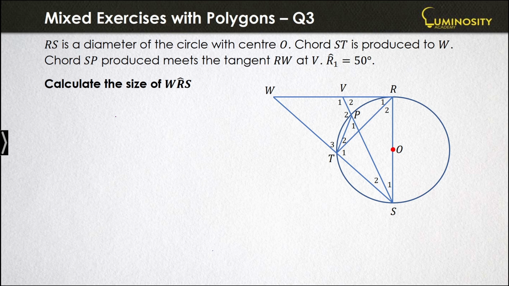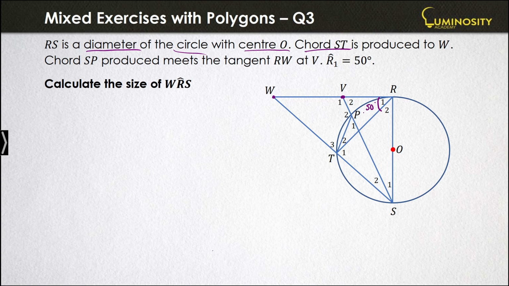We're given that RS is a diameter of the circle with center O, and chord ST in this diagram is produced to W outside the circle. Then the chord SP, when produced outwards, meets this tangent WR at the point V. We're also given that angle R1 is 50 degrees. So the first question is to work out angle WRS.